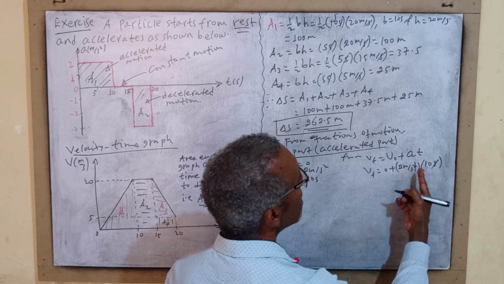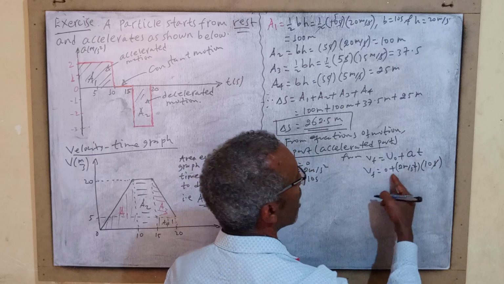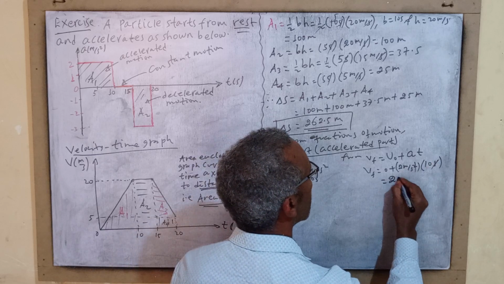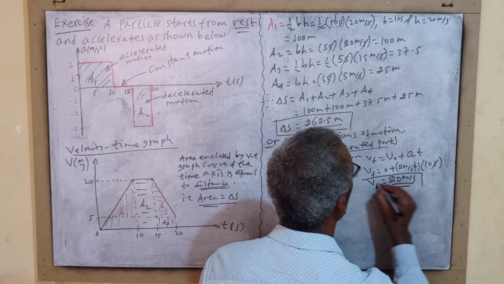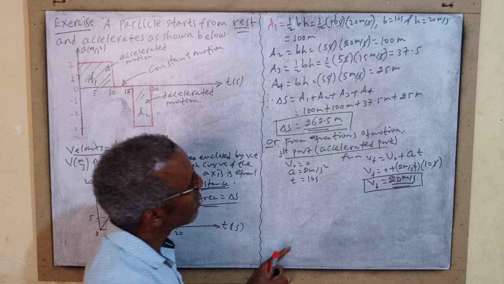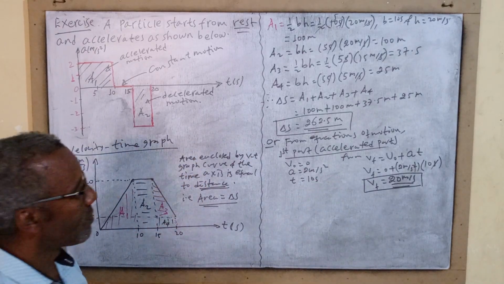Second goes with second. 2 times 10 is 20 meters per second. This is the speed at t equals 10 seconds.